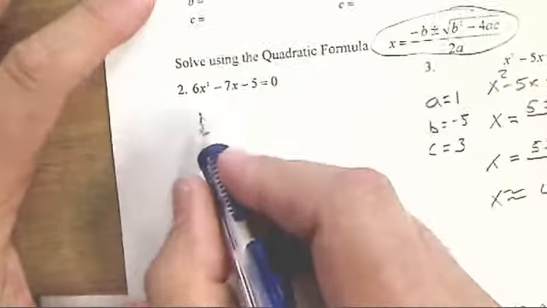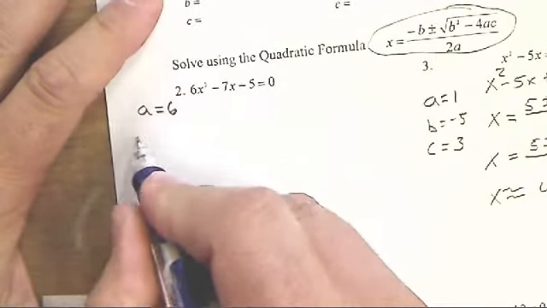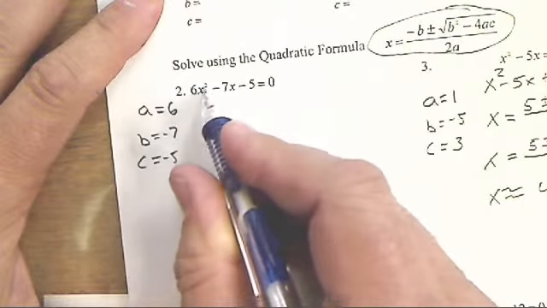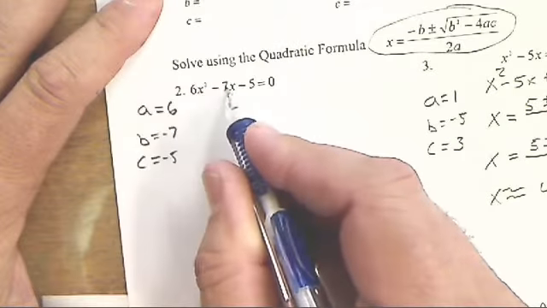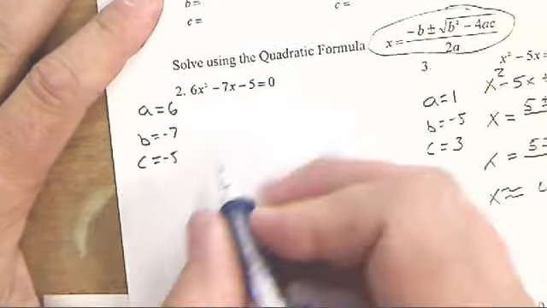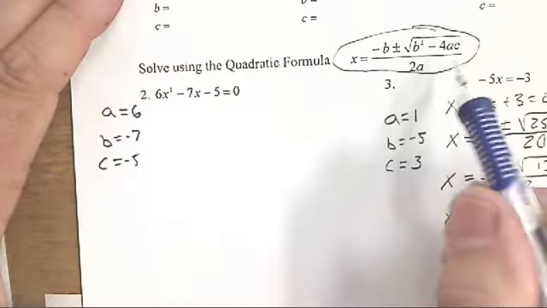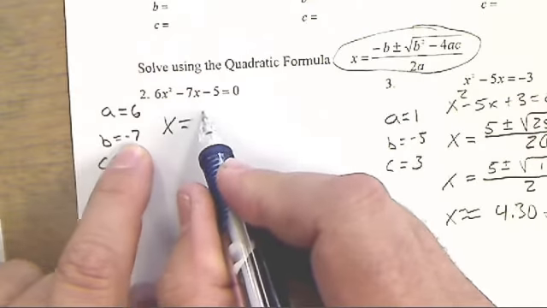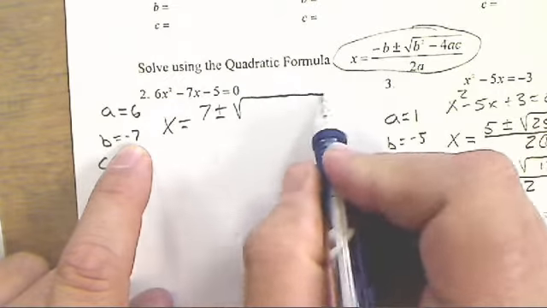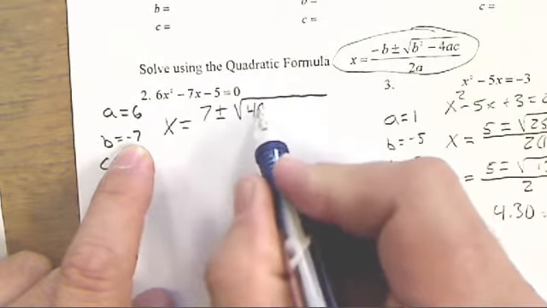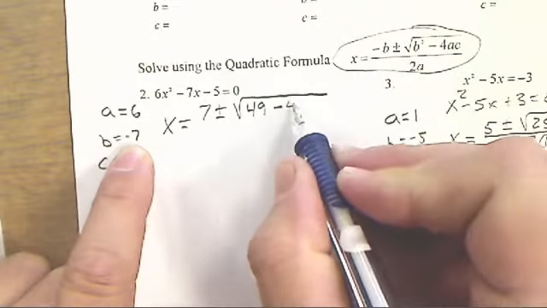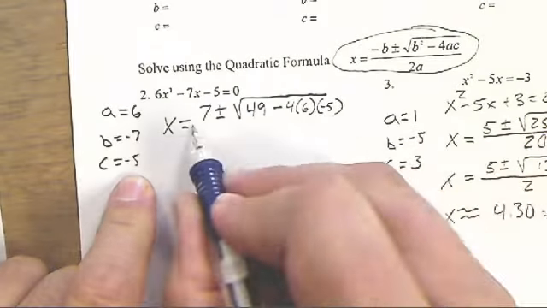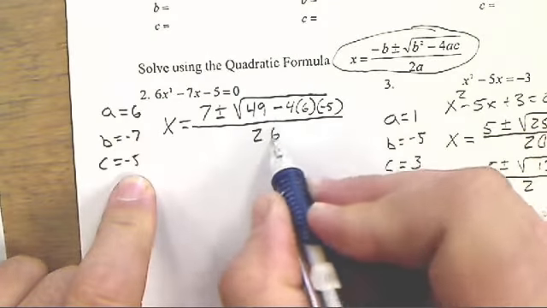Let's do another one right here. So my a value is 6, my b value is -7, and my c value is -5. The number times the x squared is the a, the number times the x is the b, and c is the number all by itself. All I'm going to do is plug it into this equation. X equals -b. Oh, it's a negative again. So negative makes it a positive, plus or minus square root b squared, which is 49, minus 4 times a times c all over 2a.